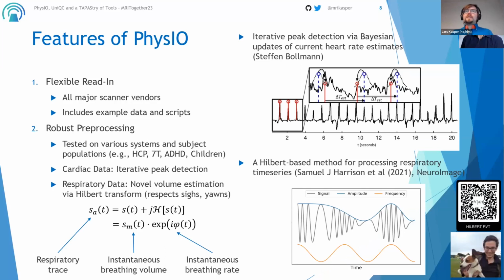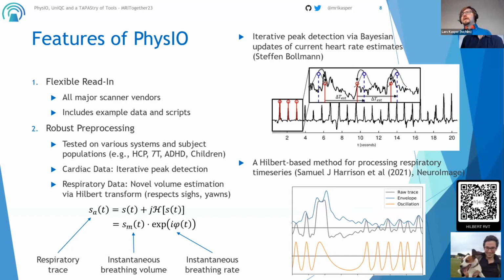And for the respiratory data, we developed a new estimation for the respiratory volume by separating the respiratory volume trace into an instantaneous breathing volume and breathing rate. That was work by Tim Harrison. And we've shown that, for example, in very common but atypical breathing events like yawning, this is a much better estimate than the classical peak-based estimation of respiratory volume.